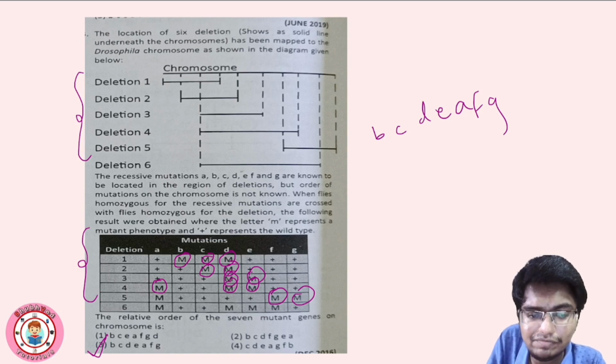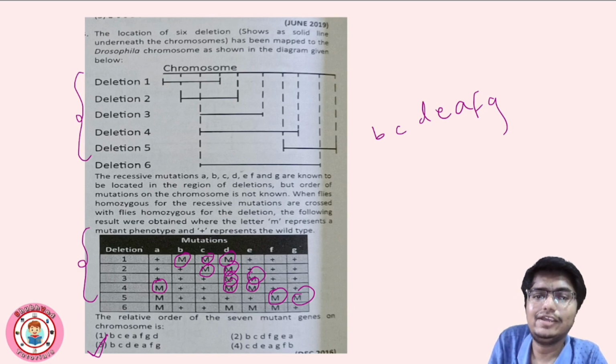Got it? Confirm. So इतने ही PYQs है अभी तक deletion mapping के. So simply it is to find the gene order. बेसिकली gene order का ही है related to deletion mapping.